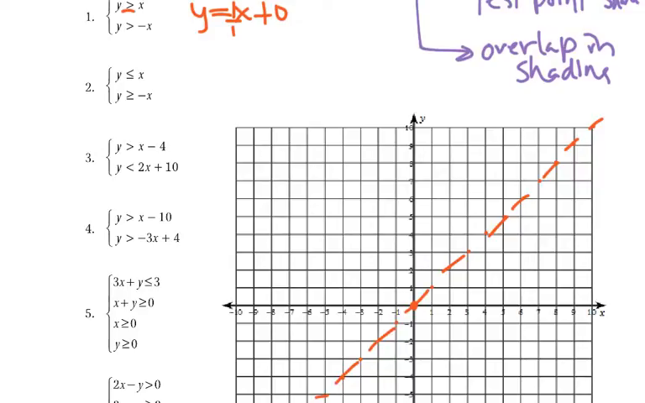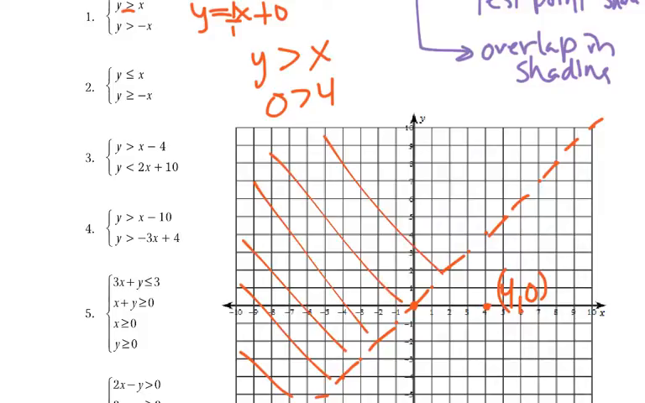Then we do a test point. So this says y is greater than x, so wherever y is bigger than x is probably where we shade. So let's pick this point 4, 0. 4 for x, 0 for y. Is 0 greater than 4? Nope. So we shade this opposite side. There's the first inequality.